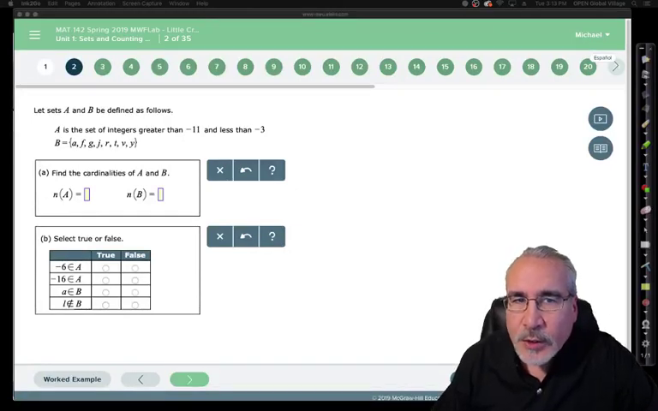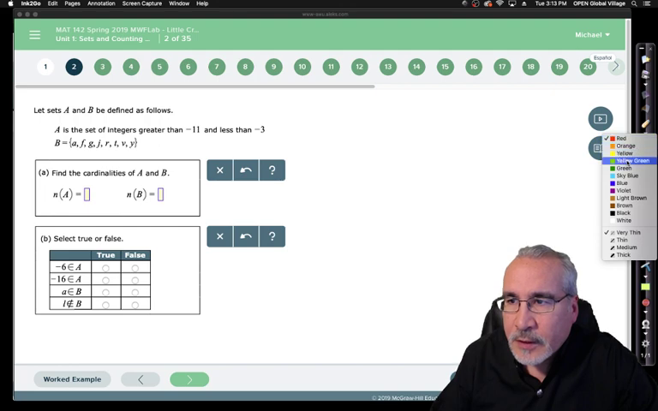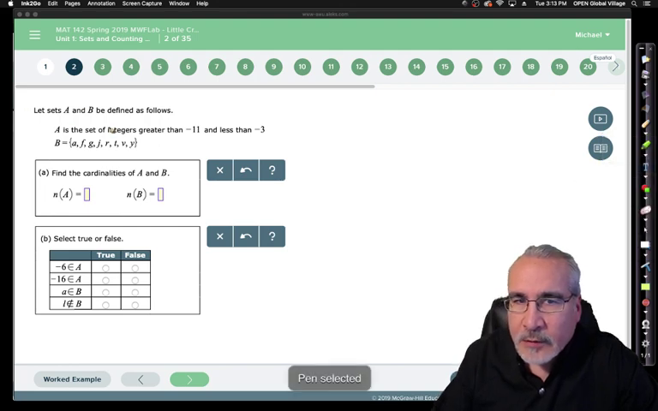Okay, we're on to question number 2. In question 2, we're given these two sets. Set A is defined for us as a set of integers greater than negative 11, but less than negative 3. So it might be helpful to actually write that one out.